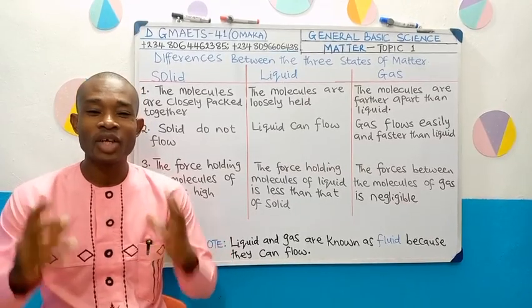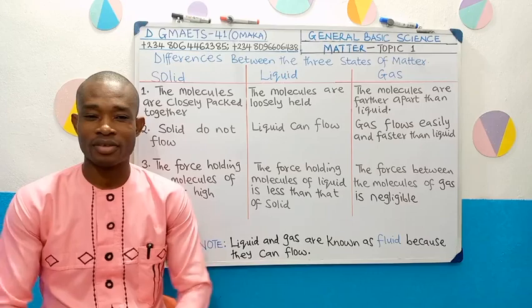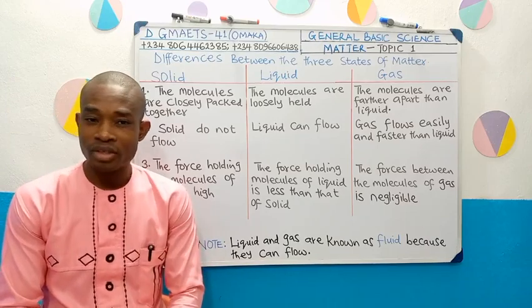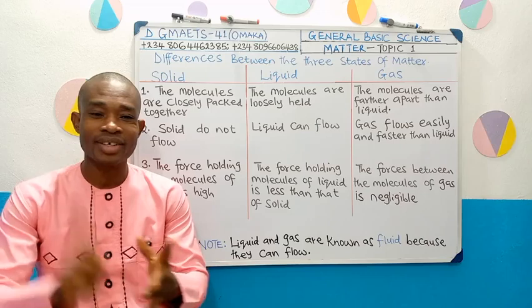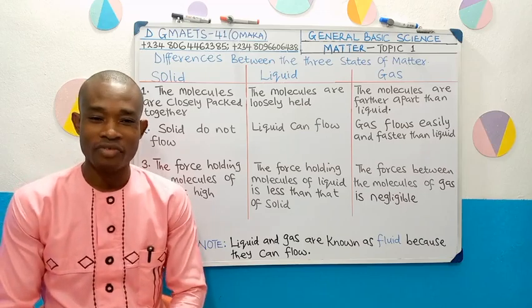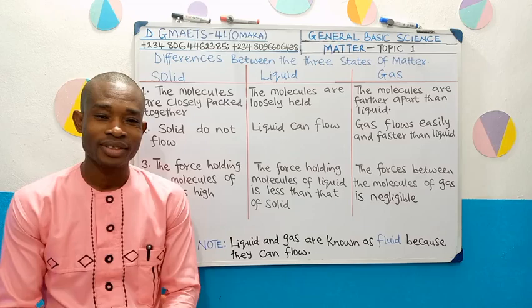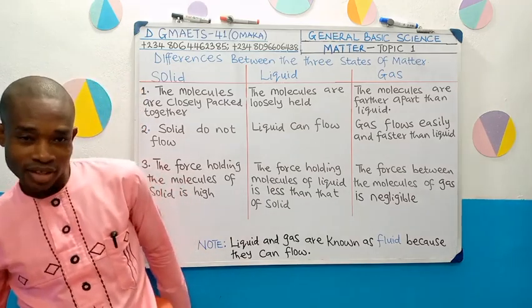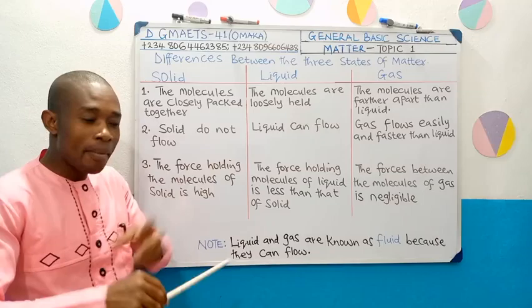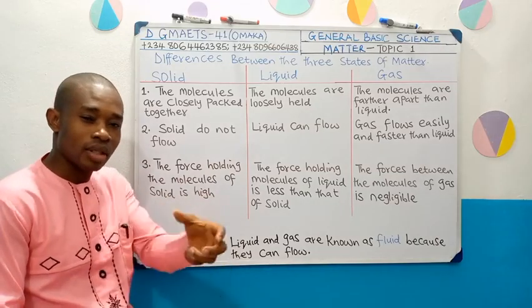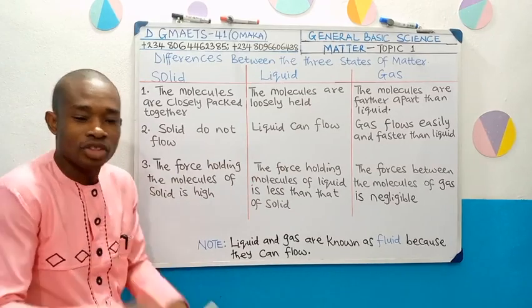Okay, now let us look at the differences between the three states of matter. Remember, we've already learned that the three states of matter are solid, liquid, and gas. So what are their differences? On the board here we have three differences that I've pointed out. So let us look at them. One is about the way the molecules are held together. The things that make up this solid, this liquid, gas, you know, how they are held together.